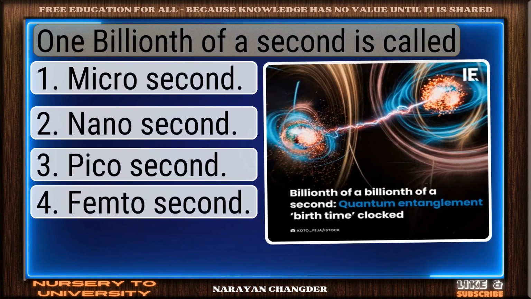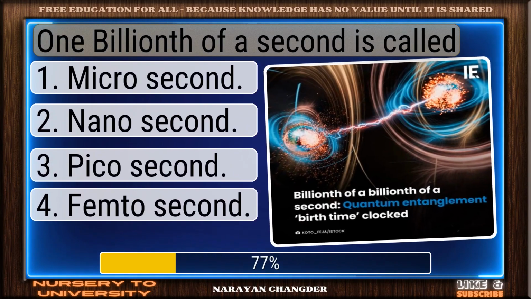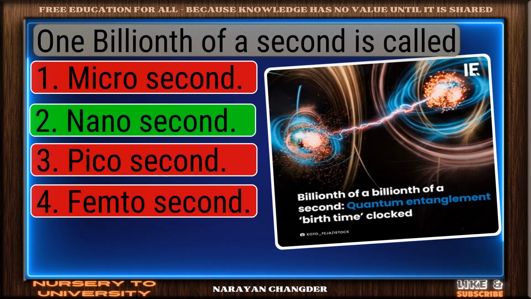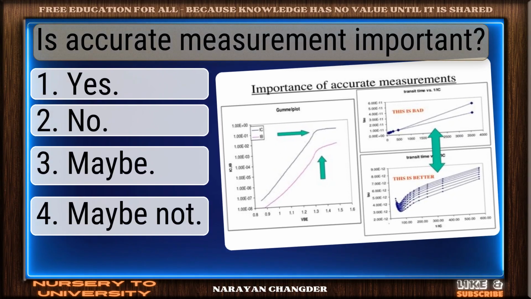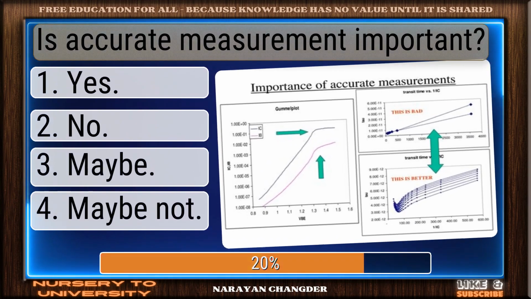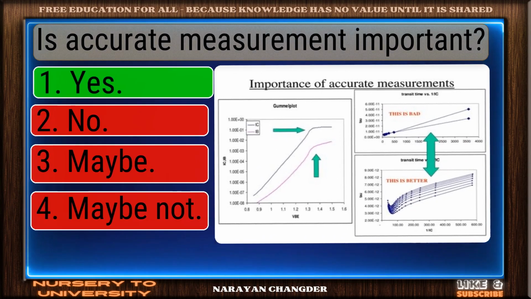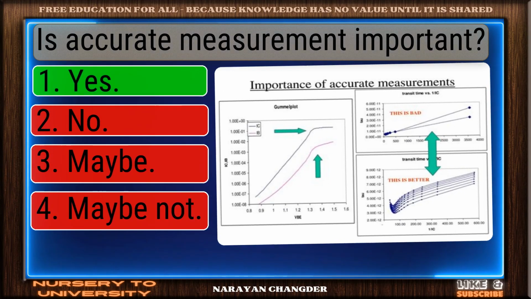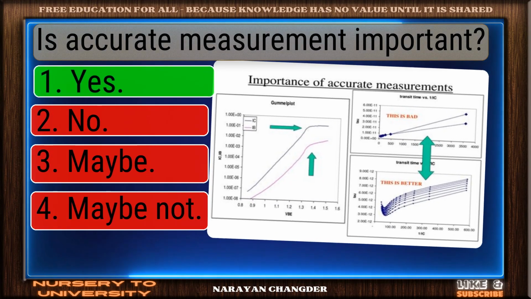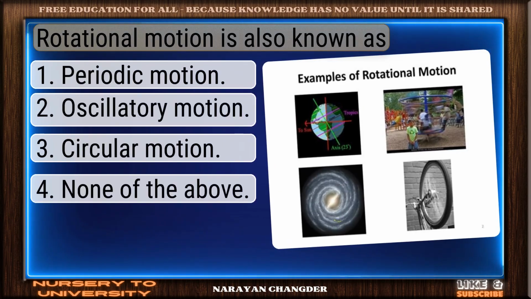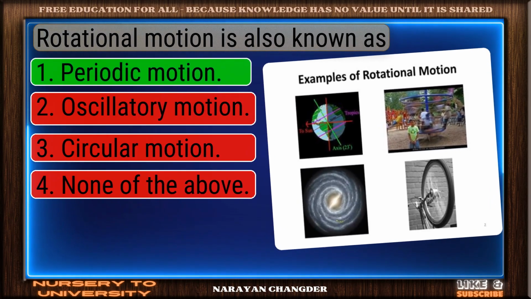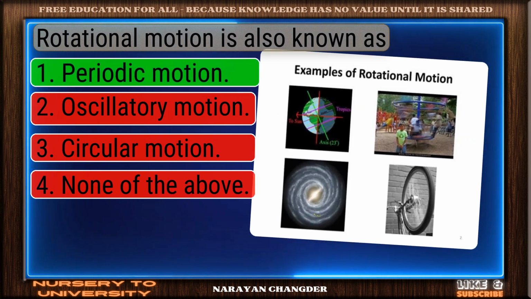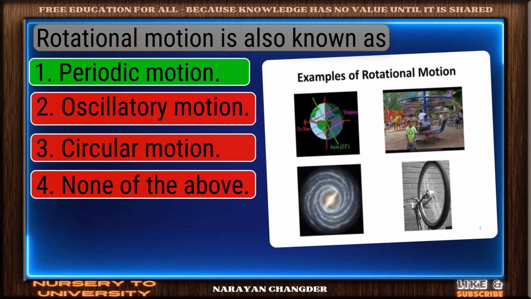1/1000th of a second is called. Right again. Nanosecond is a valid answer. Is accurate measurement important? Excellent choice. Yes is the right answer. Rotational motion is also known as. Perfect. Periodic motion is the correct choice.